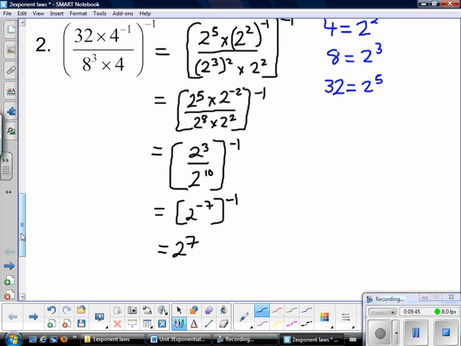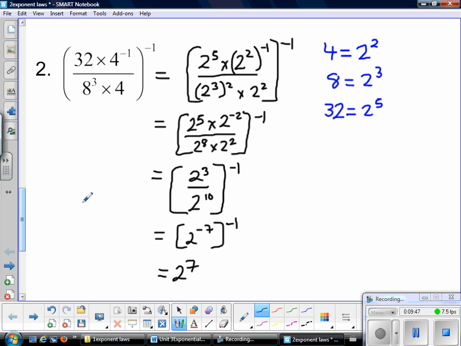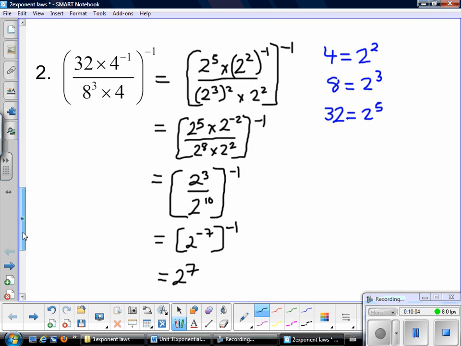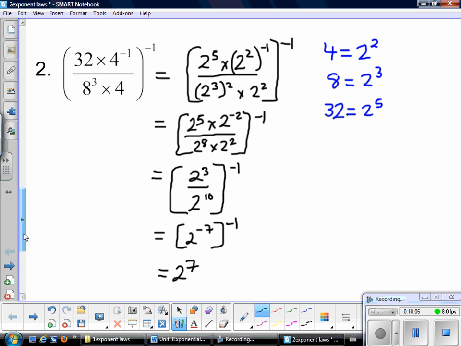Okay, so step by step, change our bases. Simplify by doing power to powers, adding exponents if I'm multiplying, subtracting exponents if I'm dividing, and then seeing what I have at the end to see whether I have to reciprocate the base in order to get rid of a negative exponent, which we didn't have to do with our two examples.